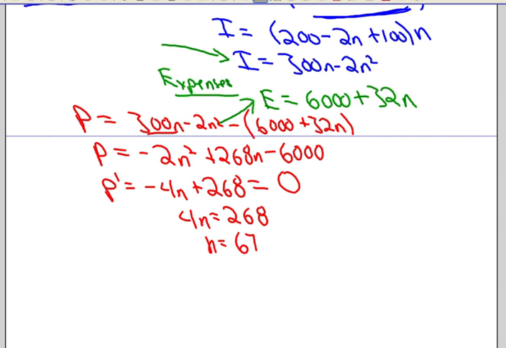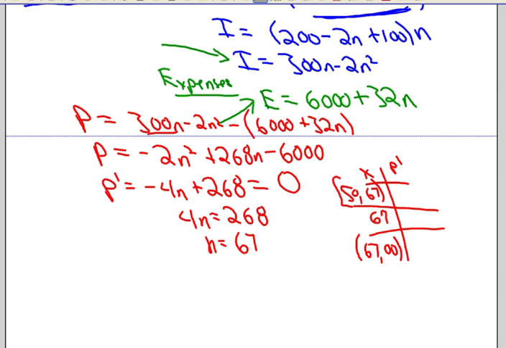Okay, let's take a look, a little chart here possibly. Here's x, here's P prime. 67 is my critical point, and I'll go from 50 to 67, and then beyond 67. I want to check that out and see if this is going to maximize my profits or minimize my profits. So give me a number between 50 and 67. How about if we go with 60? I'll take 60, plug it in the derivative. 4 times 60 is 240. Negative 240 plus 268 is positive.